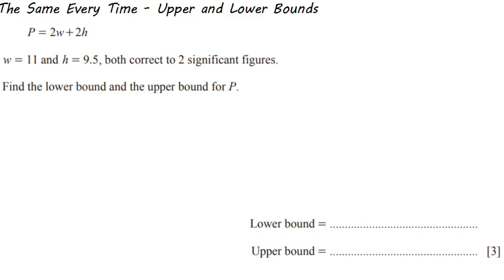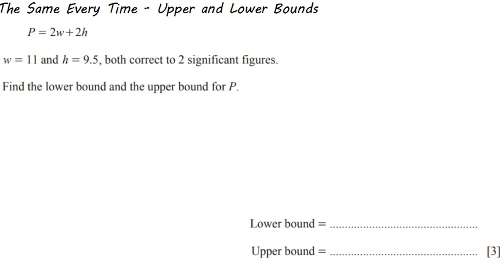First of all, there's a formula, P equals 2 times W plus 2 times H. And if you've been watching the previous videos, don't make the fatal mistake in this kind of question. What you need to do is work out the upper and lower bounds first for each quantity and then substitute them in the formula. Do not work out the formula first and then try to work out the upper and lower bounds of the answer. That's the common mistake with these questions. Let's see what we do here.